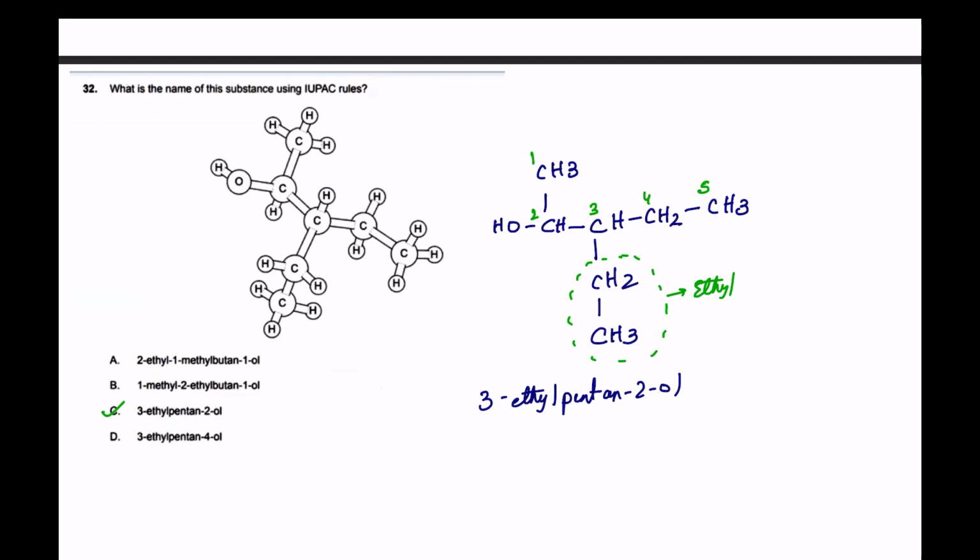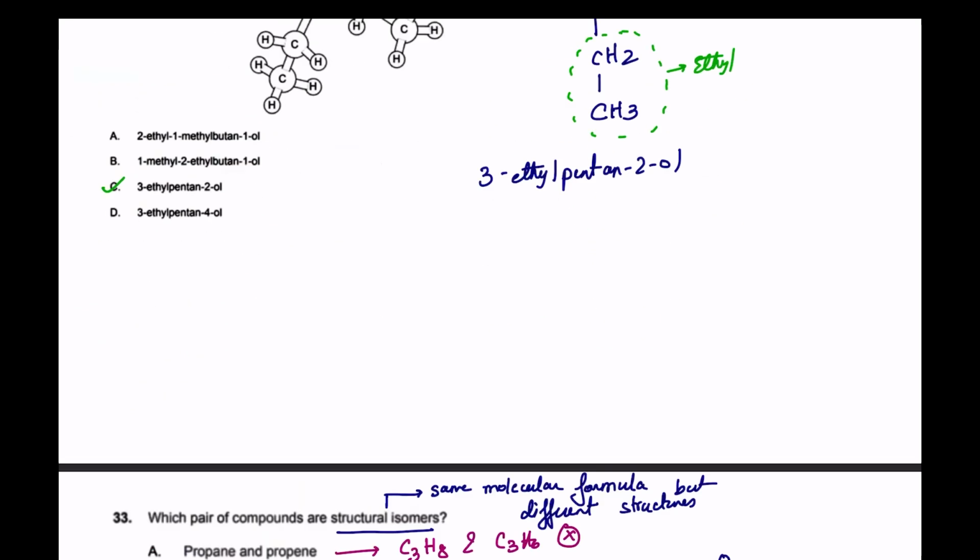So we just have to draw the structure, maybe the condensed structure, and then start naming. If you try to draw the structure, you will get the structure. And let's try to number it. So this will give us the longest chain with the most number of groups. On the second carbon, we have the alcohol, and on the third carbon, we have the ethyl. So the name will go like this: 3-ethyl pentan-2-ol. That matches with option C.